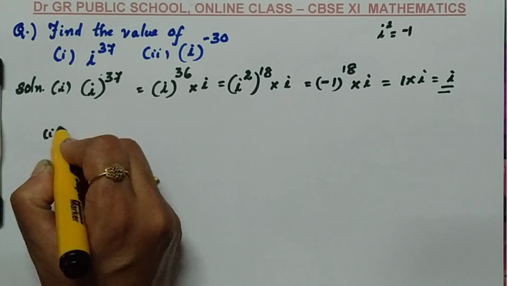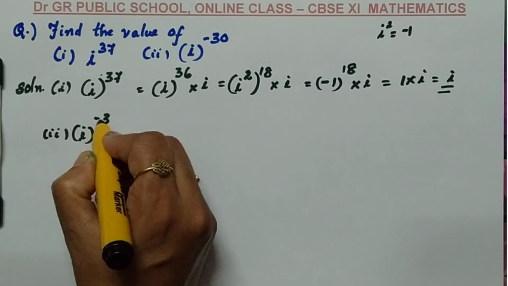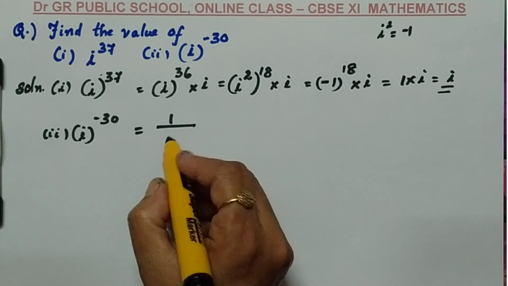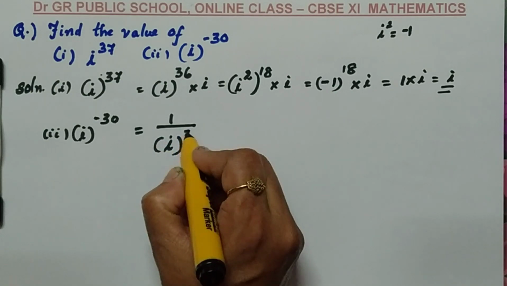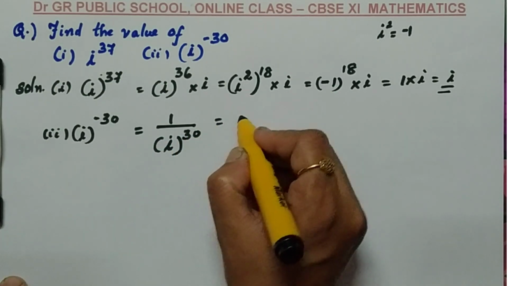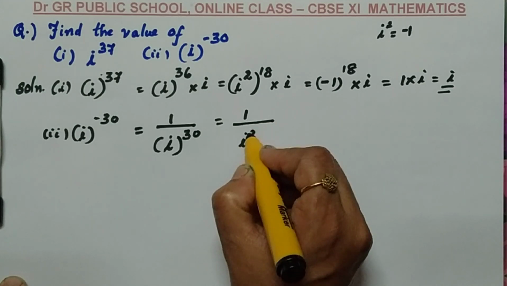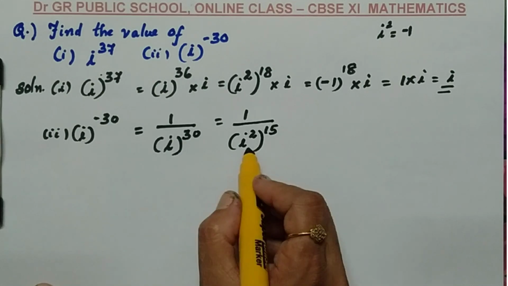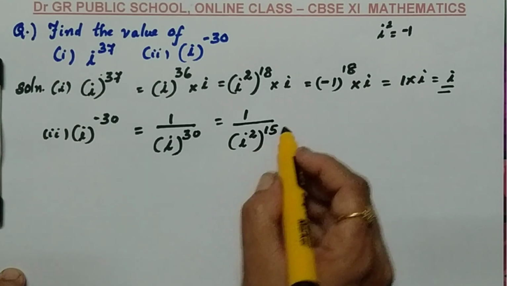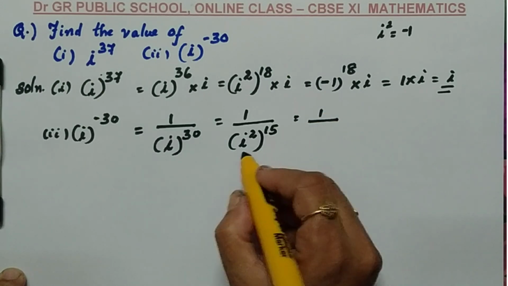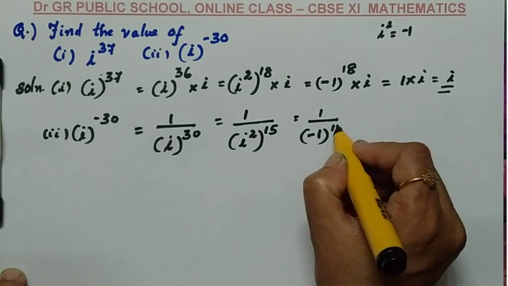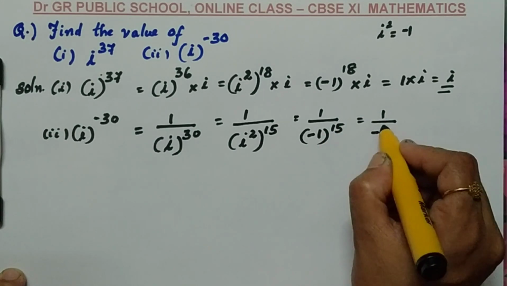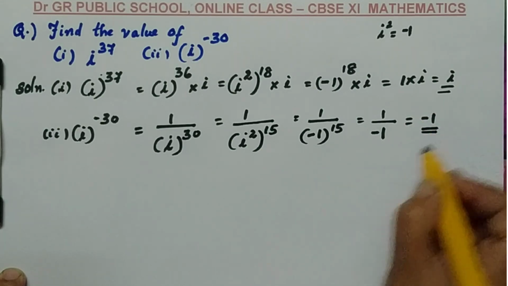Come to the second question. i raised to minus 30. A negative integral power can be taken as positive by bringing it to the denominator. So, 1 by i raised to plus 30. Now, i raised to 30 can be written as 1 by i square the whole raised to 15. You need to express each power in terms of i square. i square the whole raised to 15 equals 1 by, again, i square is minus 1, minus 1 the whole raised to 15 equals 1 by. A negative number the whole raised to an odd power is negative. So, the answer is minus 1.